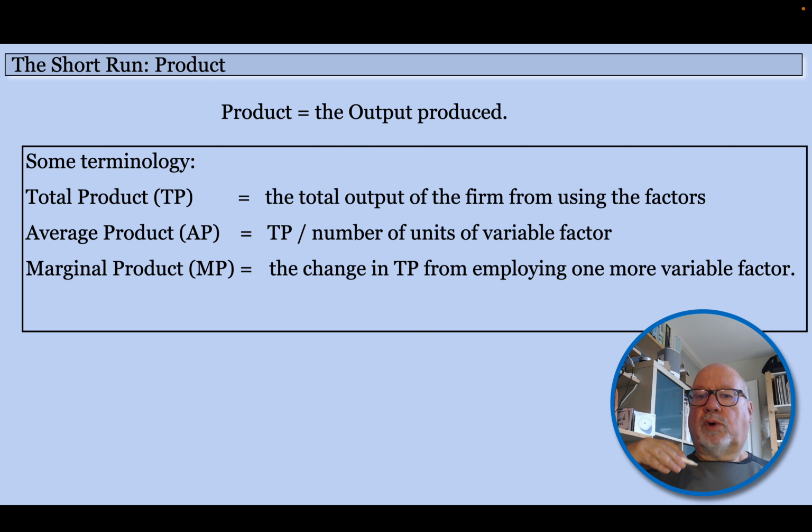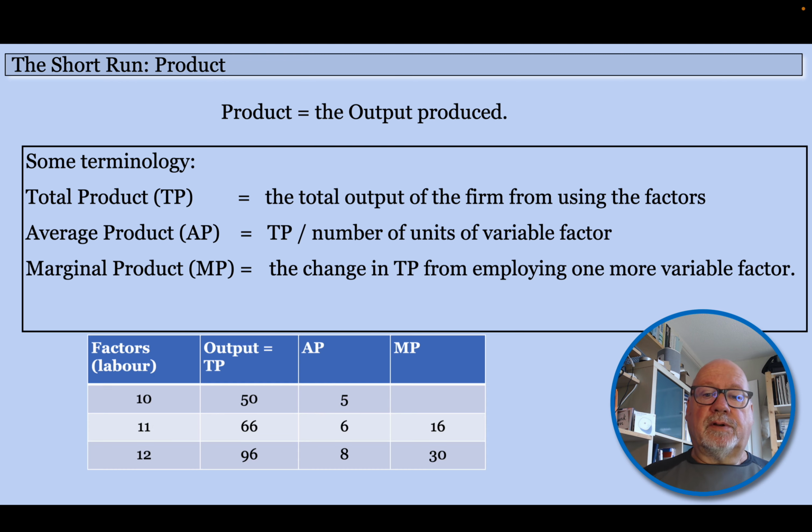So in other words, when we add more and more labour into a firm, the total product is going to go up, but the average product is that total product divided by the quantity of labour. Marginal product is the change in the total product when we employ one more or one less variable factor. So what we normally do, and we'll do it now, is we look at what happens when I want to increase my output. I've got a fixed amount of capital and I just put more and more workers into the firm.